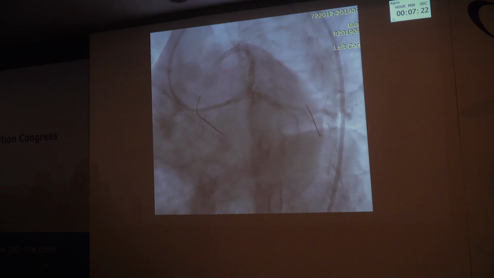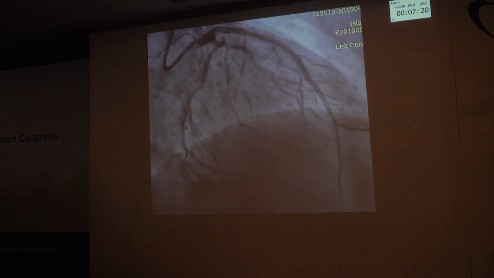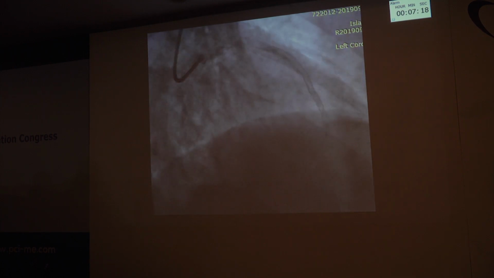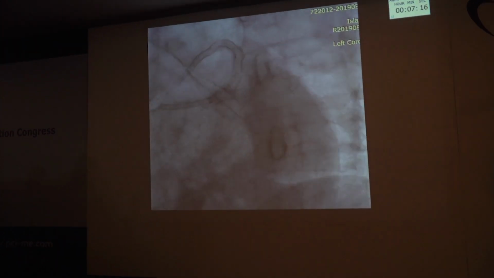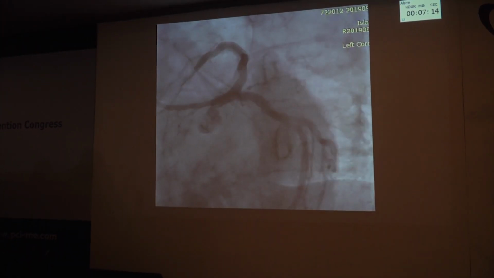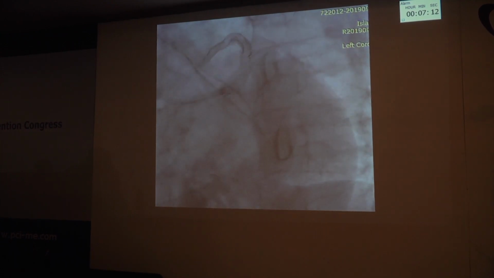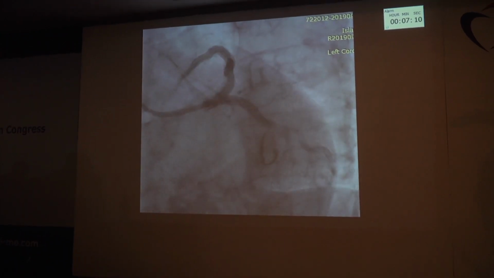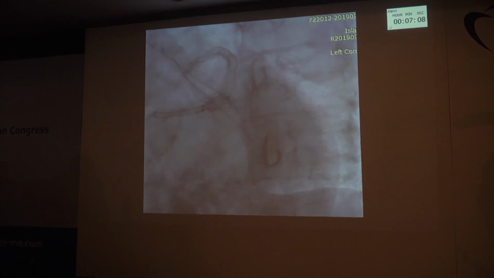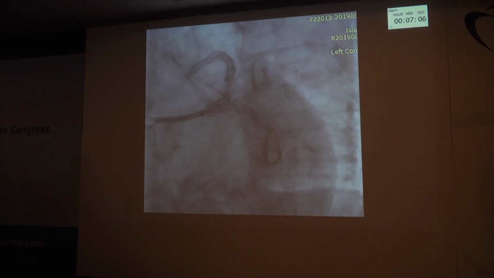And now this is the final result. The LAD is fine, the left main I think is good, and this is the final result. I think, Raed, the most important finding is that a radial guy like you is doing the procedure from the femoral artery. This is the third angio.